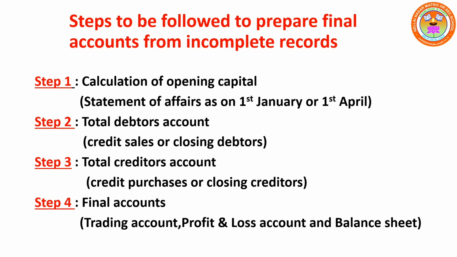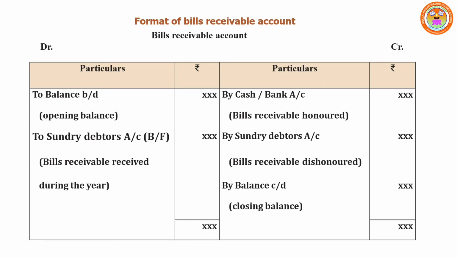First one, if you want to prepare total debtors account, the first account is bills receivable account. So both the sides of the accountancy notebook we are going to use. Center of the page, write the heading bills receivable account. Debit side, to balance BD. Balance BD in the sense beginning value of name of the heading. Here beginning bills receivable value will be written.